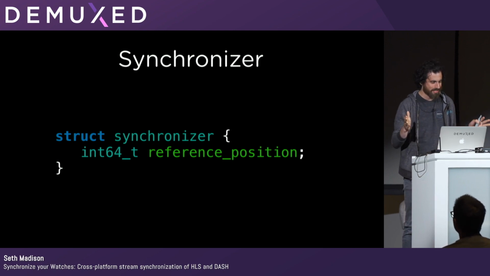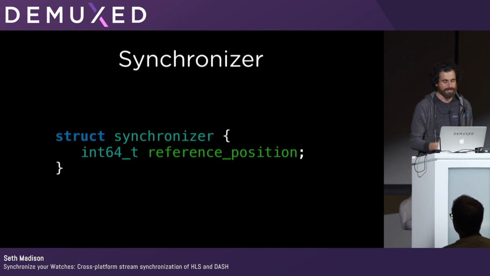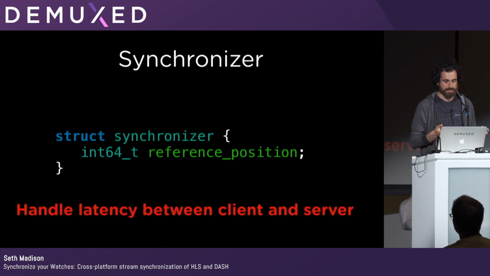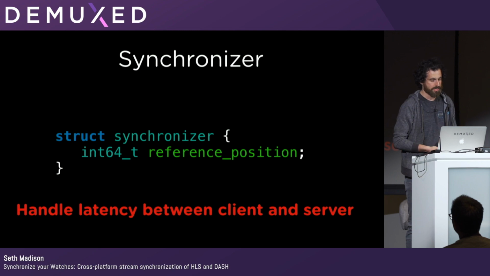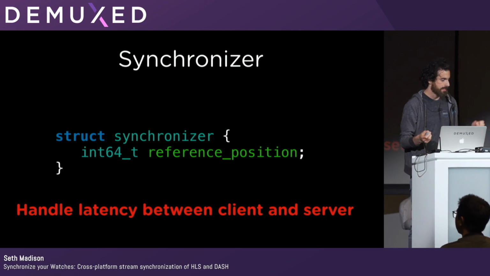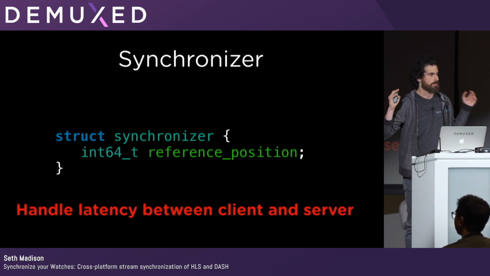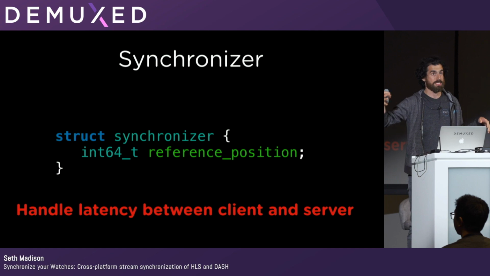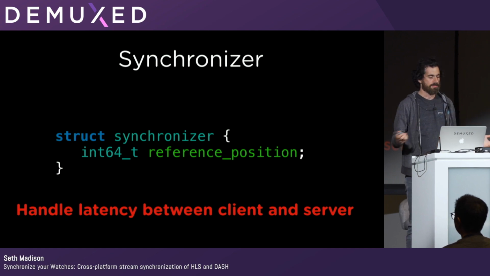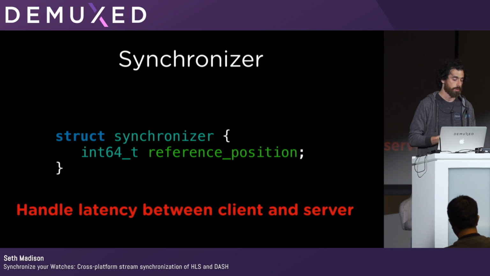It sends a message down to all the clients. It's like, here's the reference position. This is where you should go. There's a pretty obvious problem here: it doesn't account for latency between the client and the server. So one client receives this message at t equals 1 millisecond, and another receives it at t equals 5 seconds. Those clients are now 5 seconds out of sync, and our watch party is ruined.